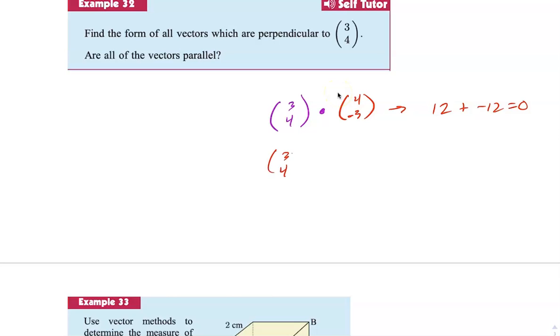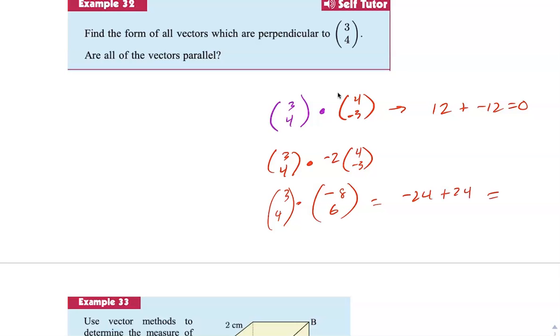If I did 3, 4 dot negative 8, 6, which is 3, 4 dot negative 2 times 4, negative 3, you get the same thing, negative 24 plus 24. So any multiple of this flipped version will work. So you get something like that. All these values are perpendicular to that. Are all these values parallel? Yeah, because the definition of parallel is just multiplying your vector by any number. So that's the idea. It's more of a conceptual one.